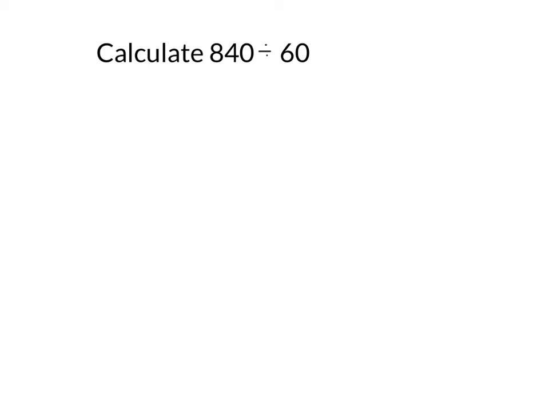Okay, last one. We've got 840 divided by 60. I don't know about you, but I don't know my 60 times table. So just like how we looked at an example with multiplication, we're going to try and break this down. Because instead of dividing by 60, we can just divide by 10, and then divide it by 6, just split it down. And by this point, learners should be quite comfortable in doing this.